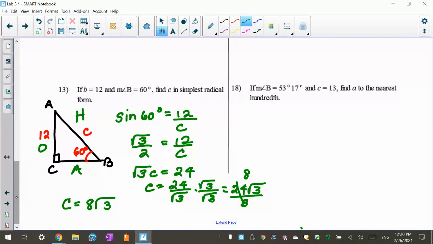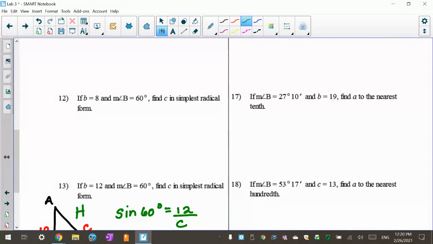The next one I wanted to do is over here on the right, number 17. This one says the measure of angle B equals 27 degrees 10 minutes, and b is 19, find a. It's the same picture. So I have angle C here, and A and B are here. They said angle B is 27 degrees 10 minutes, and small b is 19, so it's right across the way. They said find a to the nearest tenth, so they want us to find little a, which is going to be down here.